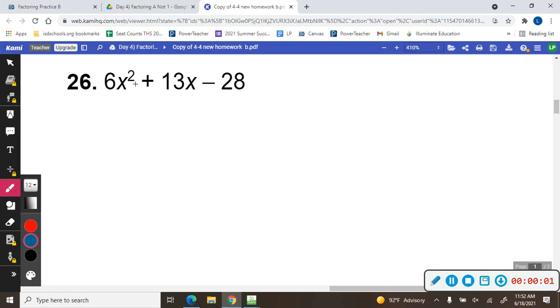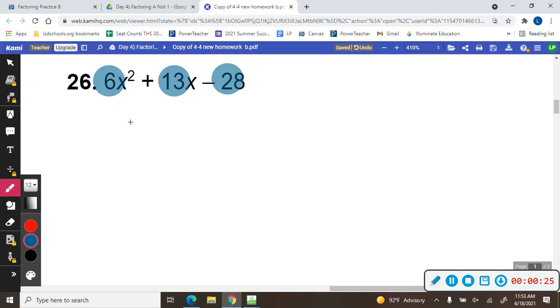So we are trying to factor 6x squared plus 13x minus 28. Your first step is to look for a GCF. And so I'm looking at 6, 13, and 28, and I'm asking myself, is there a number that goes into those three? Now the smallest number is 6. So I would start with 6.